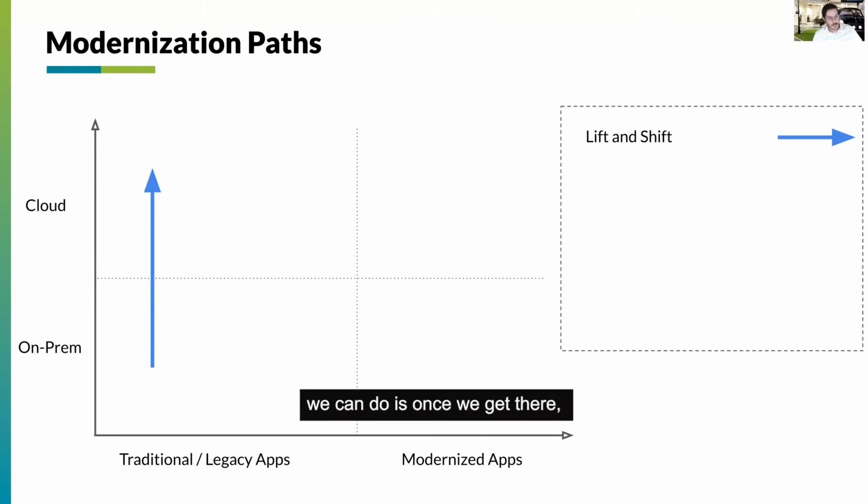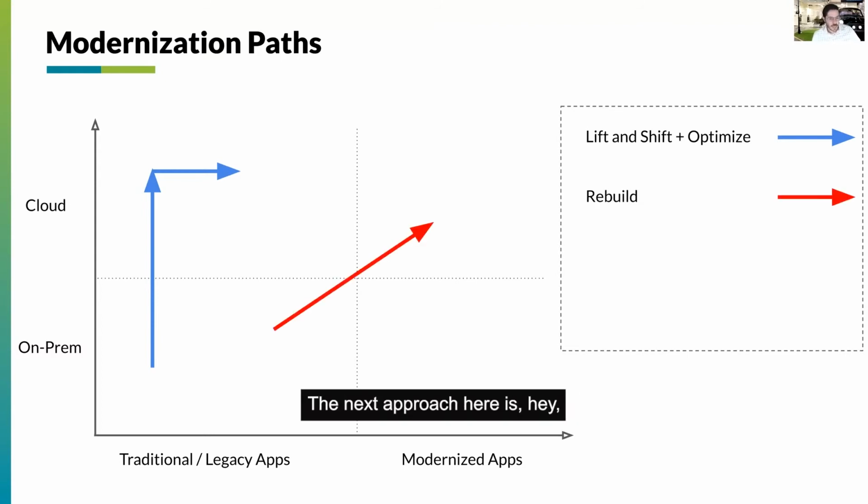One of the other things we can do is, once we get there, we can do a little bit of optimization. Great, that gets us a little closer to the right, but still not where we want to be. The next approach here, if we had all the money and all the time in the world, is what I would call the rebuild approach. Just take those applications, start over, and get them into the cloud the right way. But realistically, this is not going to fly.